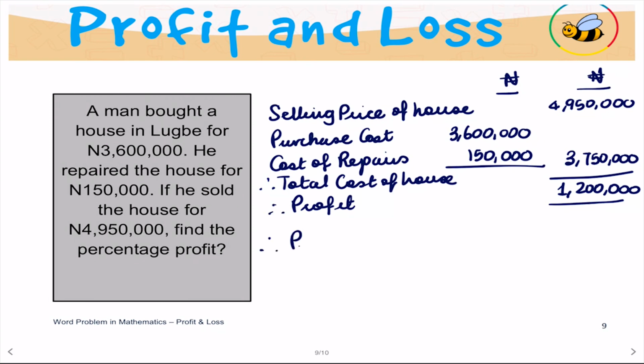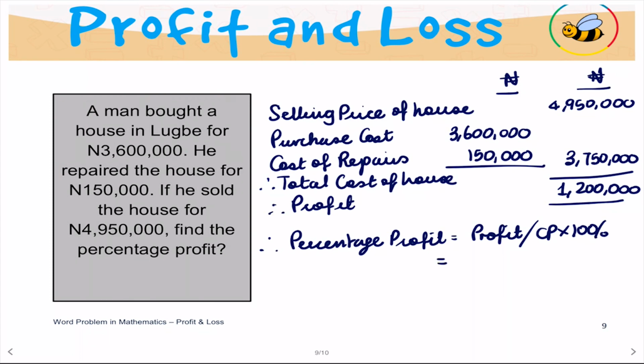The percentage profits, which is always equal to the profits divided by the cost price times 100%. So let's do that. Profit is 1,200,000. Cost price, which is the total cost, 3,750,000 times 100%. Here's what we do.